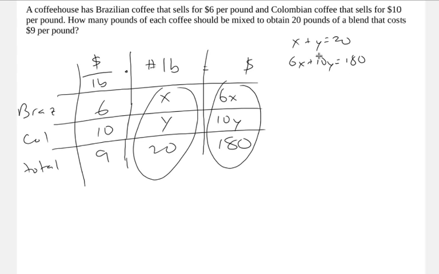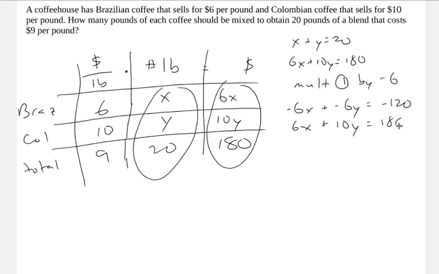To solve this system of equations, I'm going to choose to eliminate the x's. Again, the 6 is less than 10, so I'm going to multiply the first equation by -6. That way, when I add these together, the -6 that I put on here will cancel out with the 6x. So I get -6x plus -6y equals -120. 6x plus 10y equals 180, just copying down that second equation. Adding these together, those two terms cancel. I get 4y equals 60. Divide both sides by 4, I get y equals 15.